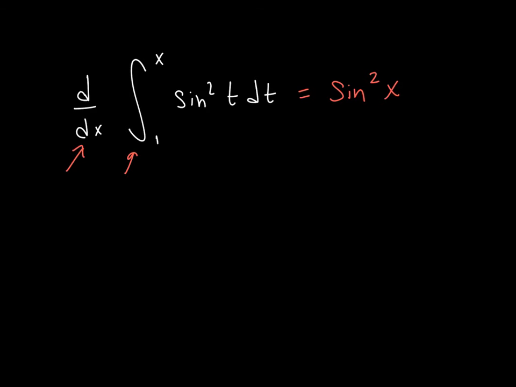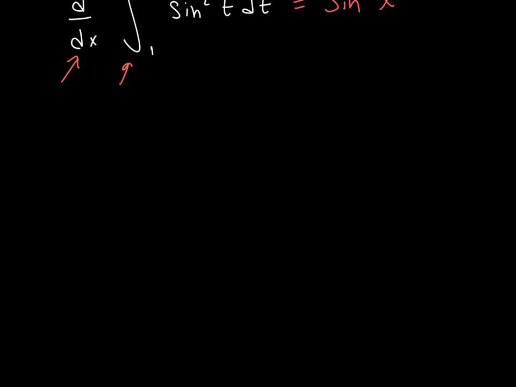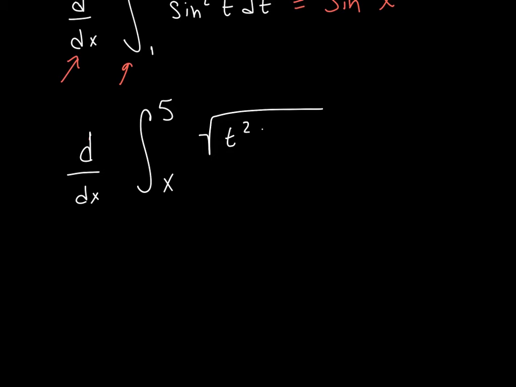So for another question, if I have d/dx of the integral from 5 to x of the square root of t squared plus 1 dt. Now we've got to be careful, because in order to use the second fundamental theorem, this must be where x is. I absolutely have to have the upper limit being the function of x.